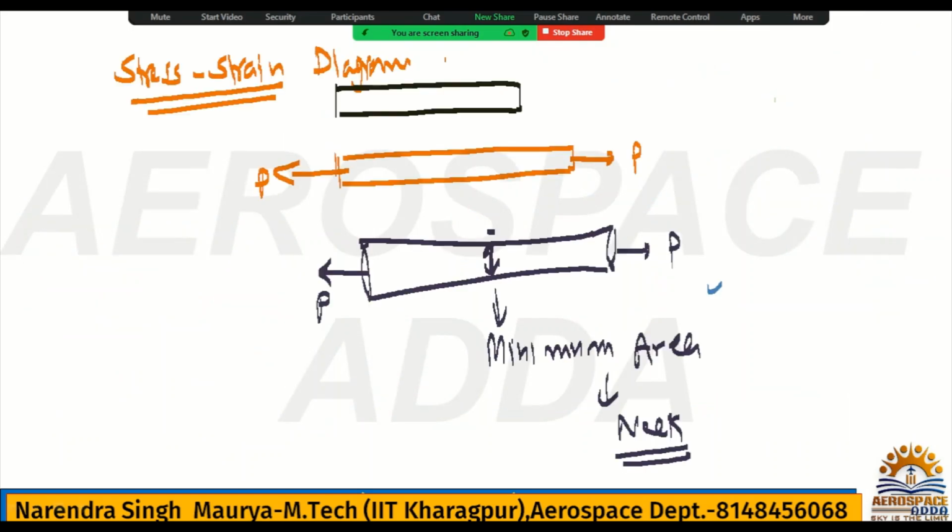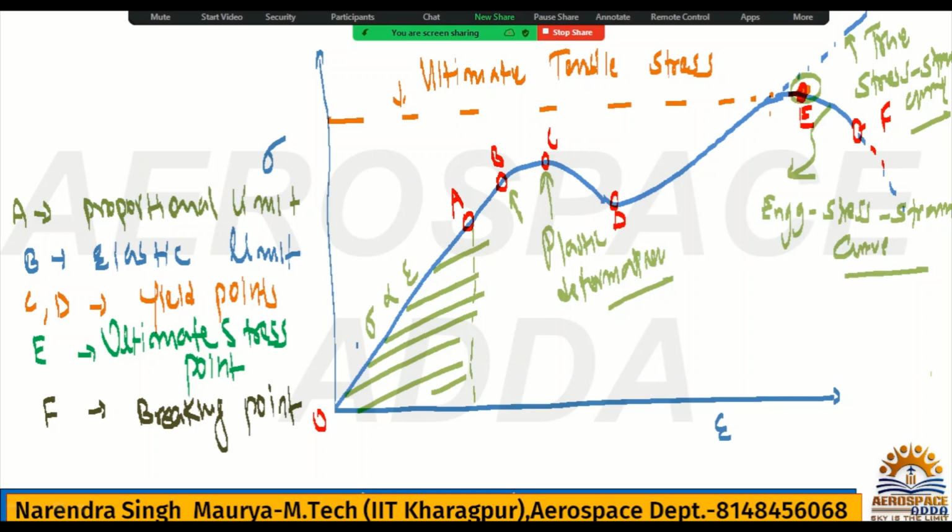Once it breaks down, it looks something like this. See, this is the bar, and here it looks something like this, so here it is fractured or broken. That is nothing but point F. I hope I have explained each and every point here, and I hope it is clear to you, right? Okay.